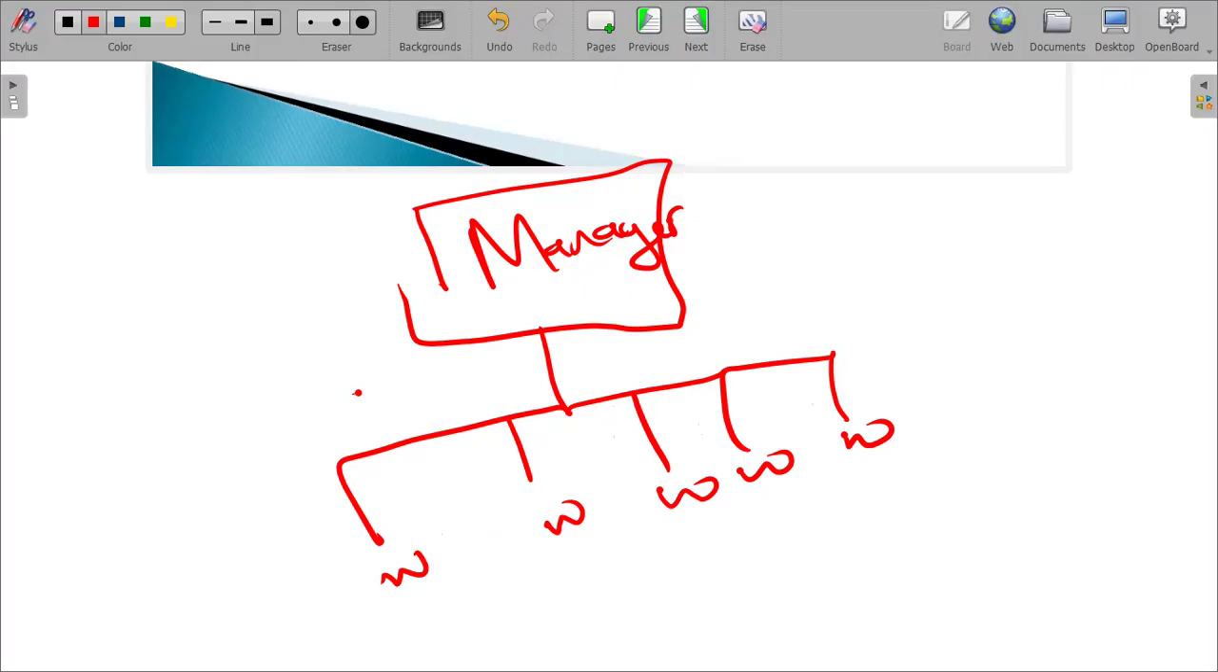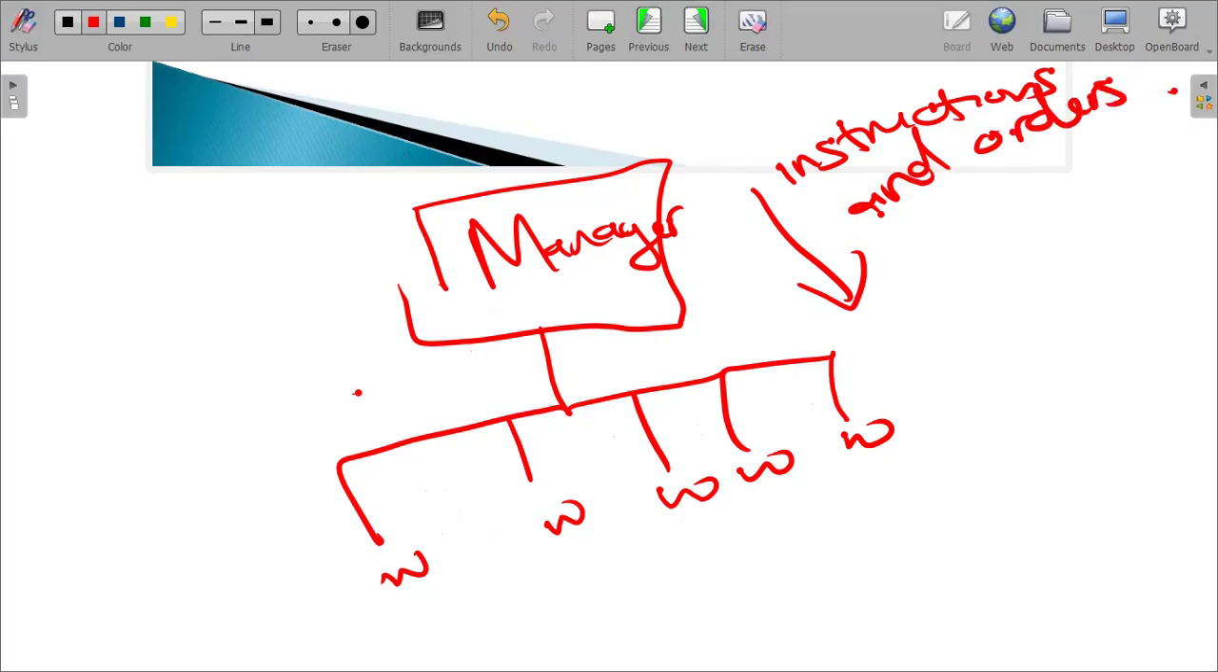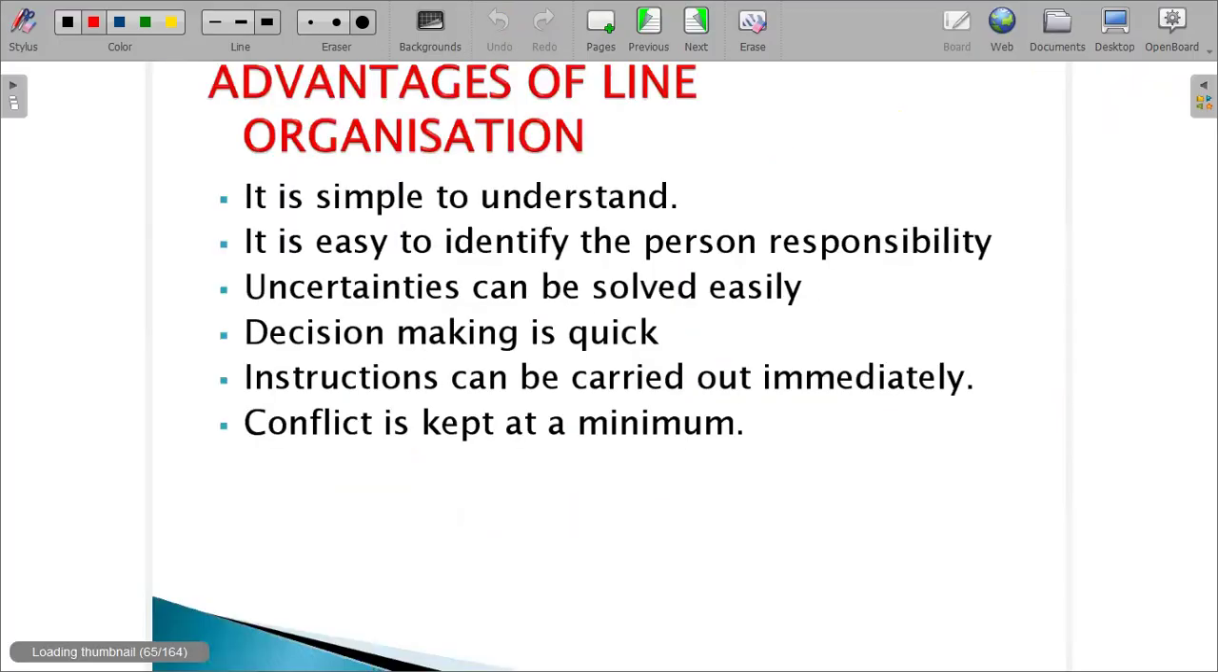The manager in the line organization will be giving authority in the form of instructions and orders. So let's move on. Before we talk about another type of formal organization, we can talk about the advantages of a line organization.